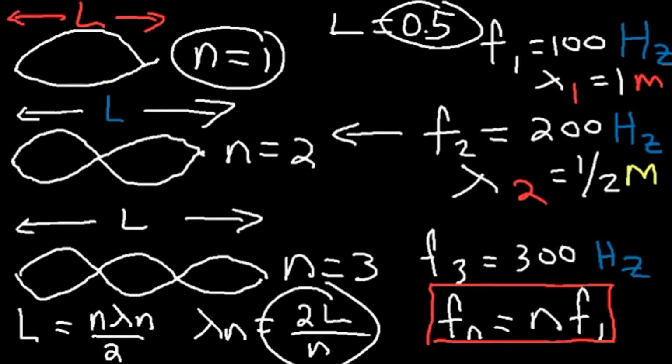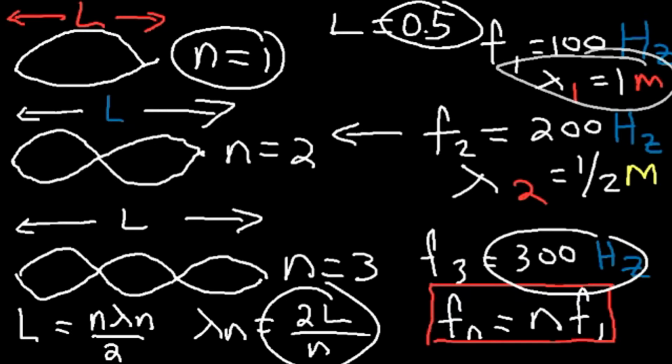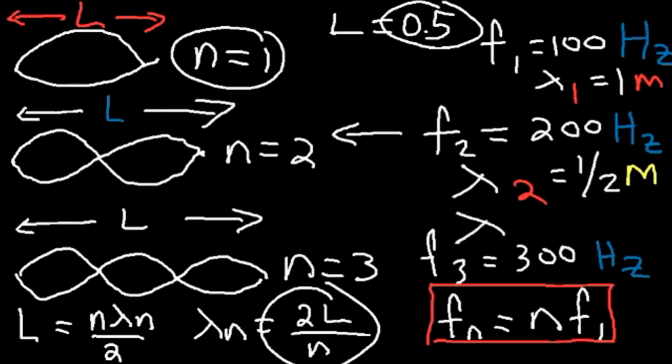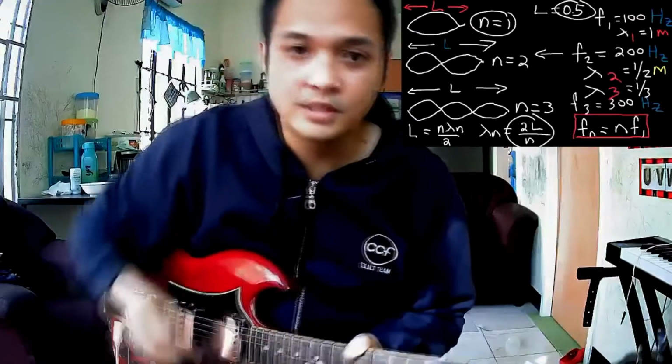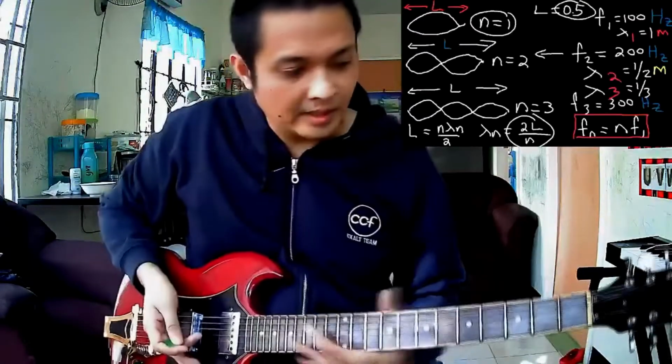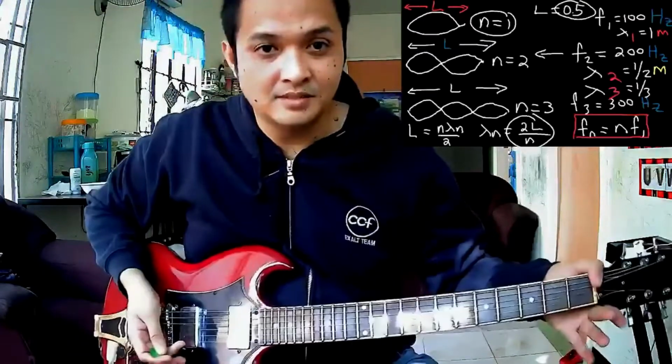If we triple the n value, the frequency is increased by a factor of 3. So the wavelength is decreased by a factor of 3, so it'll be 1/3 of the original value. So lambda 3 will be 1/3 of a meter. So in this equation, we can now find the location of the harmonics on the guitar.